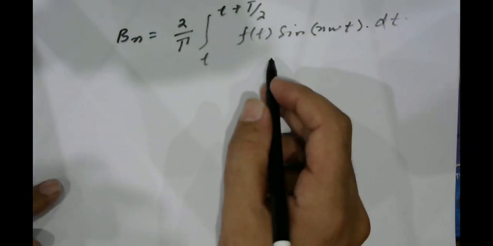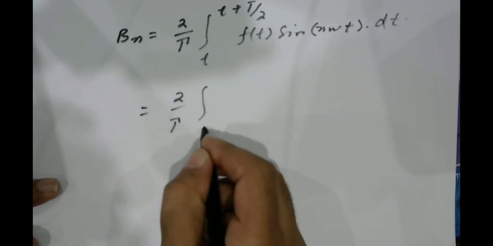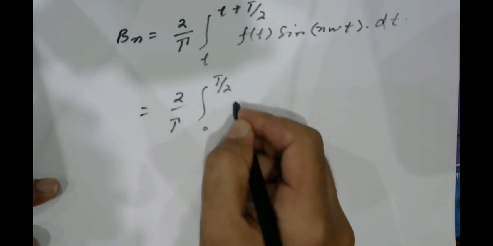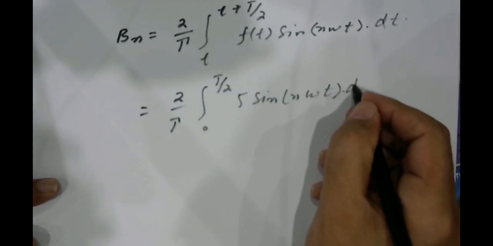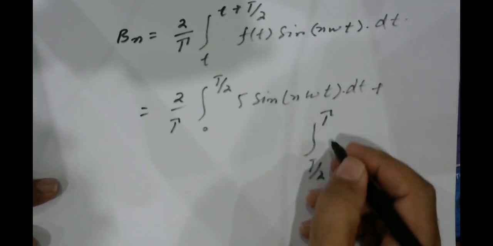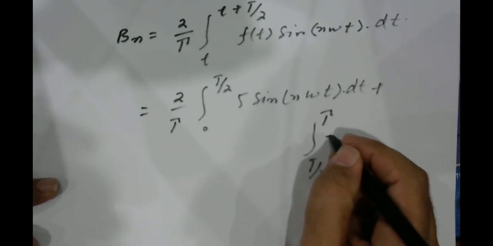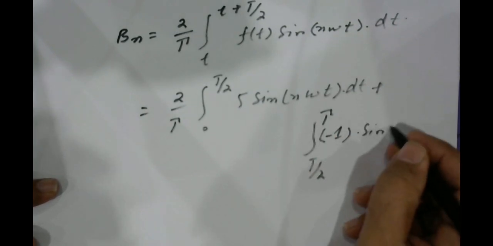Now what was f of t? f of t was given to us like this: from 0 to T by 2, its value was 5, so this becomes 5 sine n omega t times dt, and then plus, from T by 2 till T, this function value is how much? Minus 1. So this is minus 1 sine n omega t times dt.